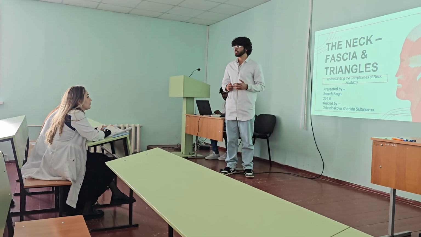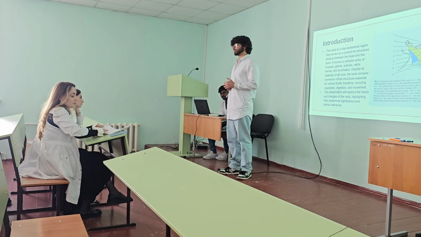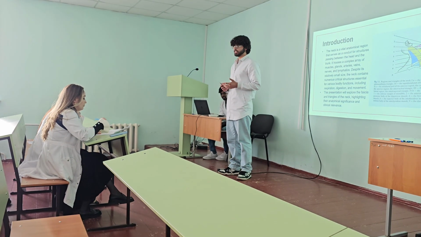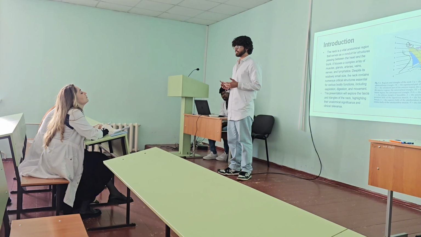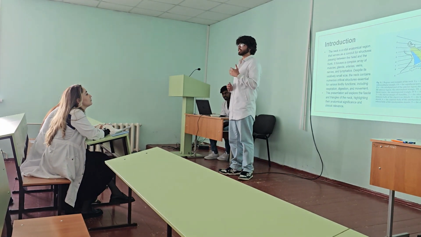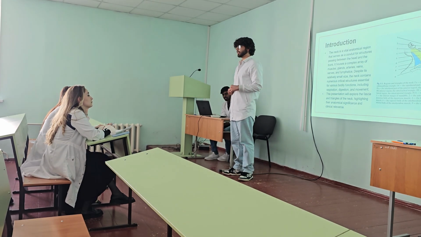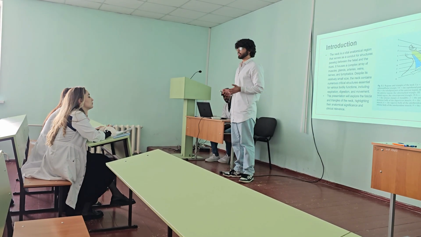Just begin with the fascia. According to the Shevkunin scope classification, there are 5 distinct layers to the neck fascia. First of all is the superficial cervical fascia. It is the externalmost fascia and it envelopes the platysma, the external jugular vein, cutaneous nerves and lymphatics.